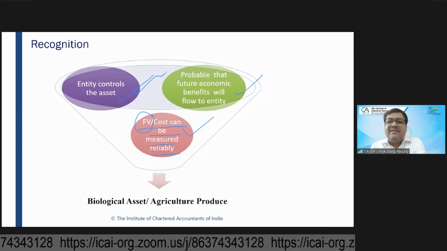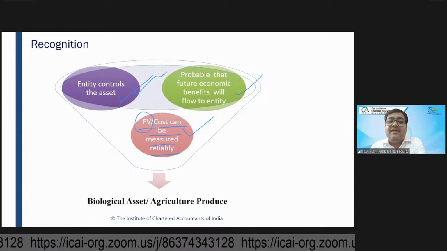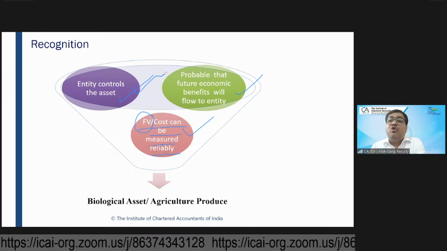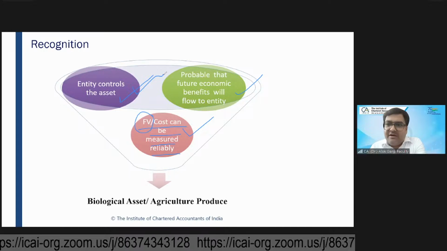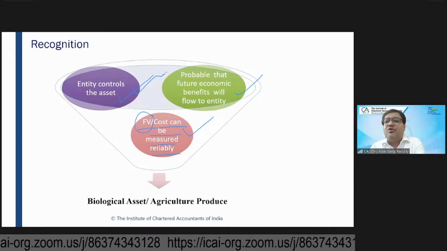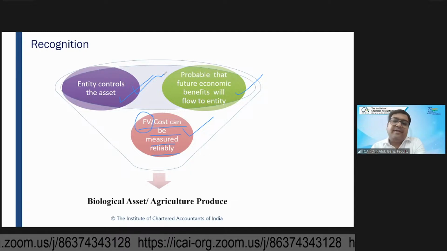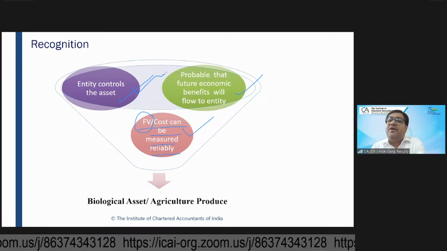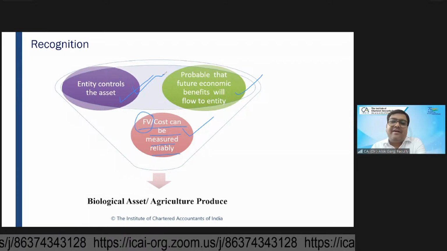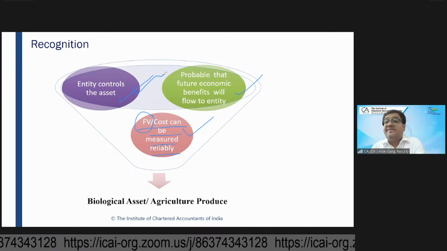But whether the entity is controlling that dog? Answer is no. Tomorrow, if the municipality comes to catch these street dogs and take them to the dog shelter, the company cannot stop that. So the company does not have any control. If the company does not have any control, can the company recognize this dog in the balance sheet? Answer is no.